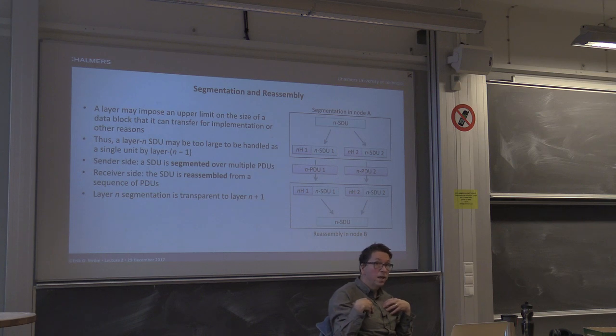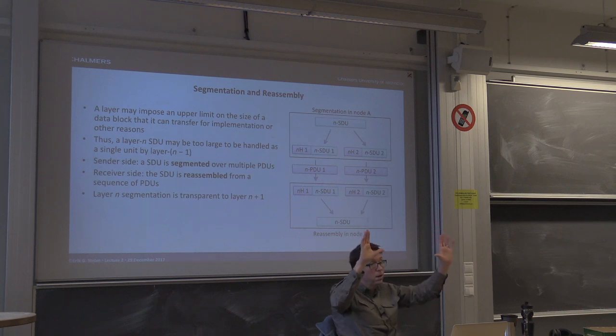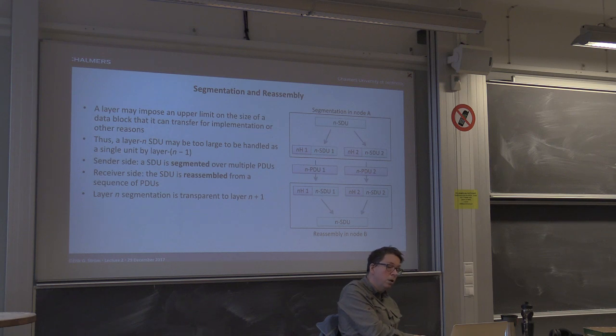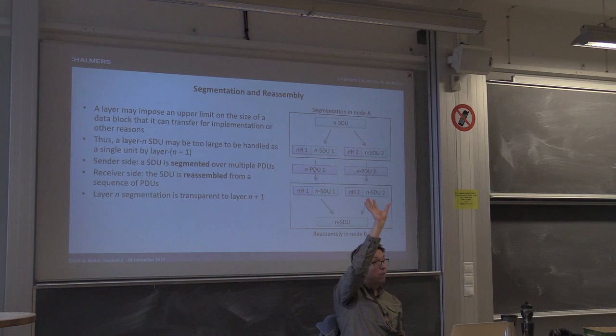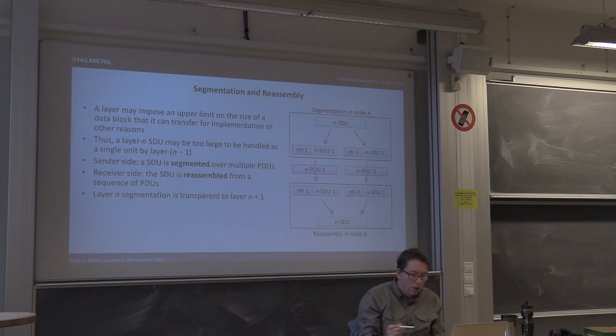Well, my task then is to make sure that I can transmit 1500 byte messages as one entity by using 100 byte messages, because that's the service below me. So I need to do some type of translation here between what I have offered and what I can get from the layer below. Okay. So a layer typically imposes an upper limit on the size of the data block. Okay. And for many reasons, this is the case, right?